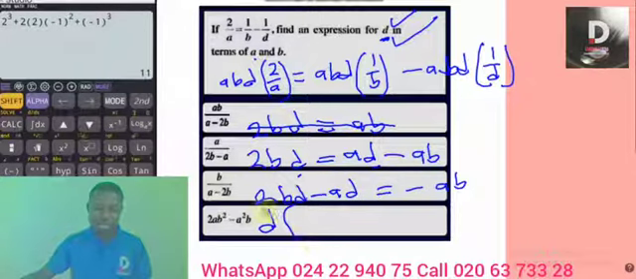You factor the D you want to make the subject out to become single. So you bring it out. What is left here? 2B minus what is left here? A, equal to minus AB.